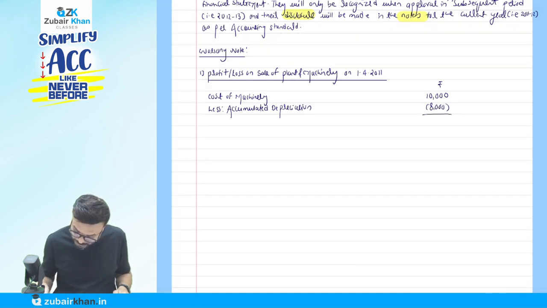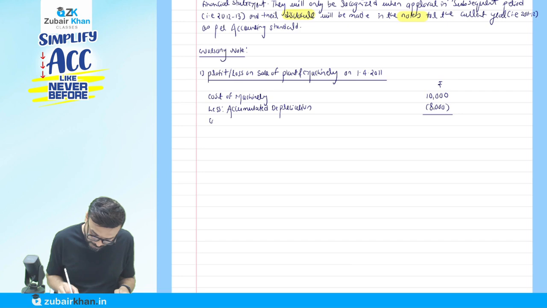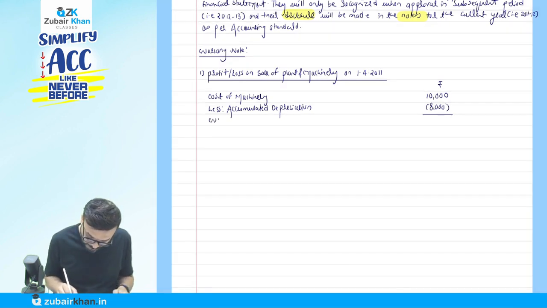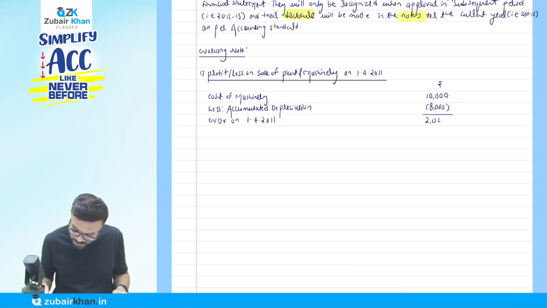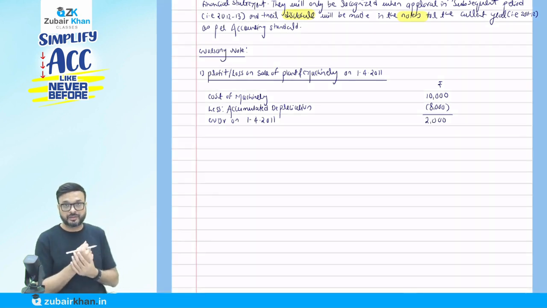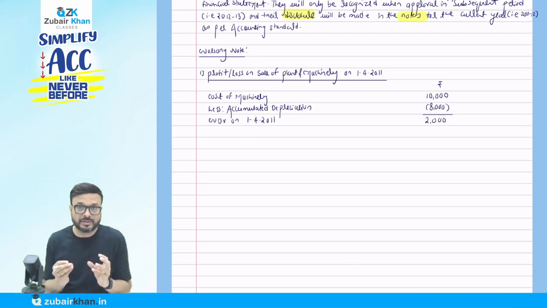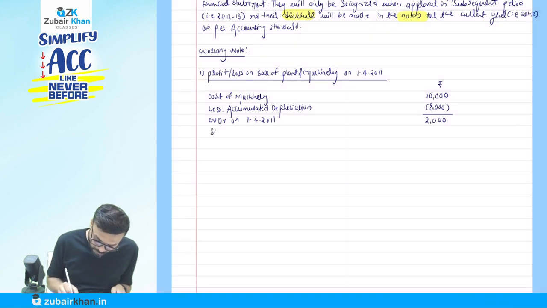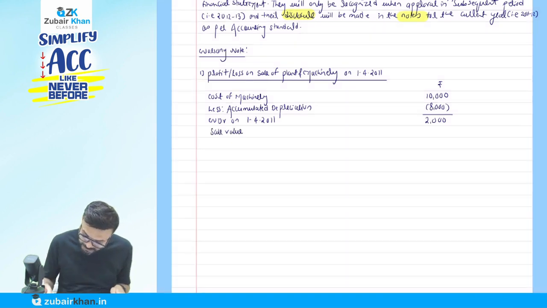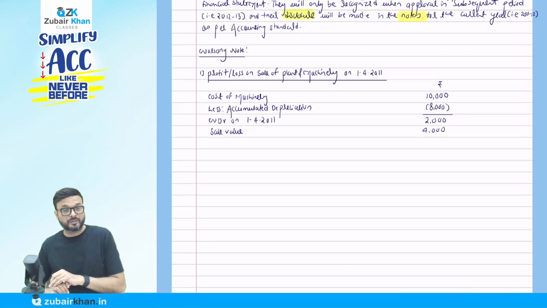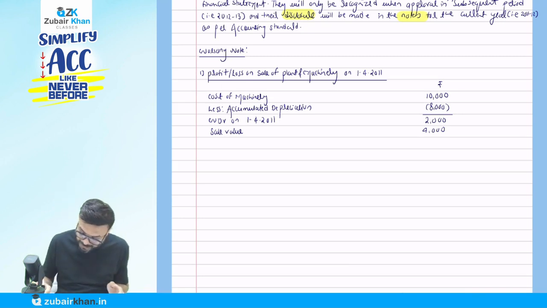So here we have WDV. WDV means written down value, or the book value you can say. What is the value on that date? Written down value on 1st of April 2011 is 2,000. The original cost was 10,000, the depreciation we charged till date was 8,000, so WDV is 2,000. But we sold it at what price? Sale value is 4,000, and the WDV was 2,000. So we made a profit of 2,000. Write it down here.